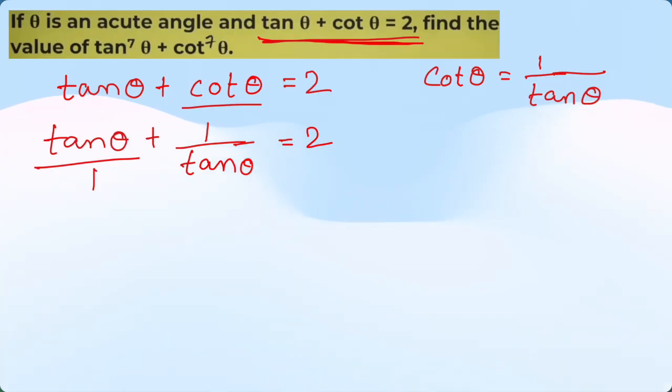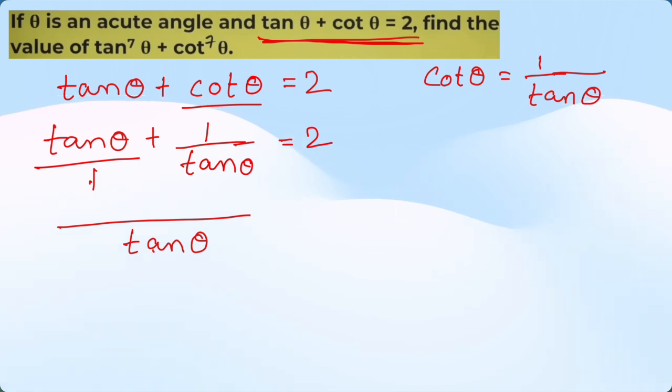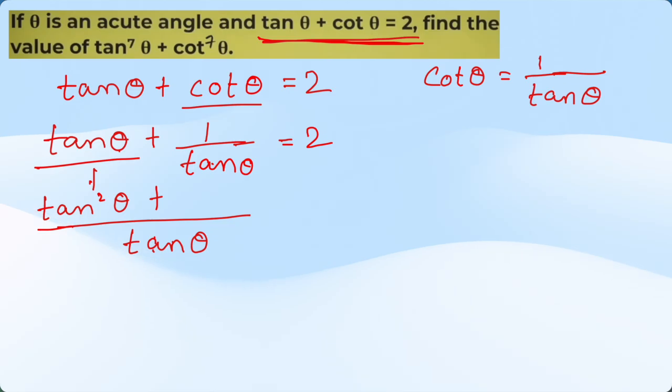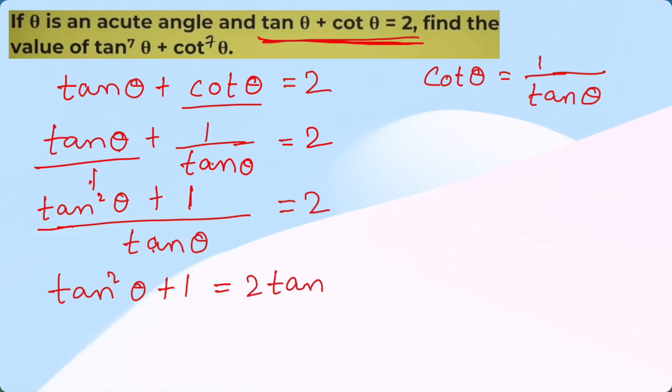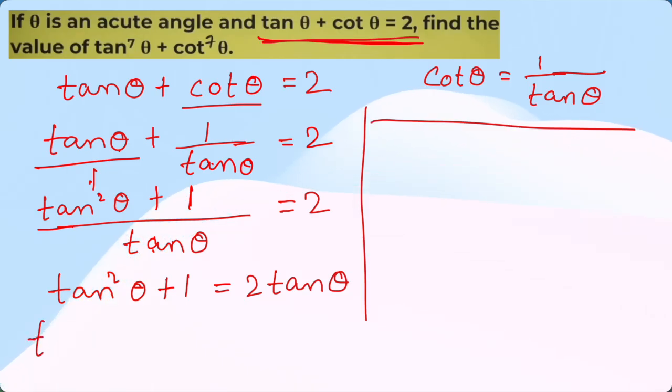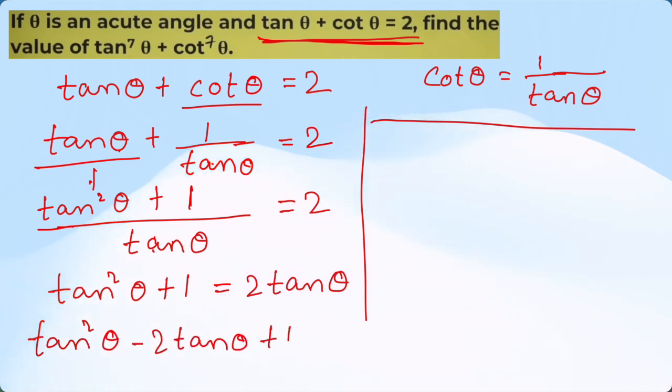So on taking the LCM, it will be tan theta, right? 1 is converted to tan theta, means tan theta I am multiplying. So on the top as well I will write tan square theta, because tan theta into tan theta is tan square theta, and this will be 1 only. Any doubt? Now shifting this tan theta to the other side, it will become tan square theta plus 1 equals to 2 tan theta. We can shift this 2 tan theta to this side. It will become negative. So tan square theta minus 2 tan theta plus 1 equals to 0.